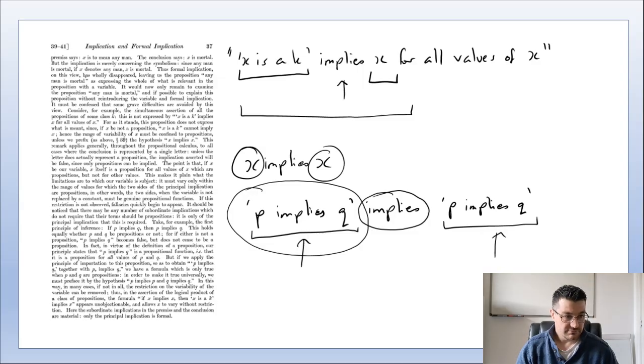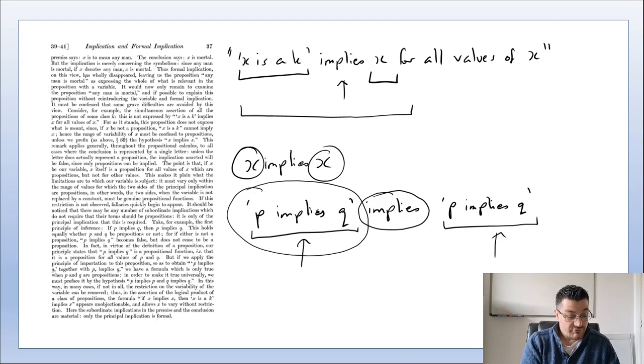So, okay, just the variable x is not a propositional function, because the values of x may or may not be propositions. P implies Q is a genuine propositional function. Irrespective of what the values of P and Q are, we always end up with a proposition. It might not be a true proposition, a true implication, but it's still a proposition. So P implies Q, if we look at P and Q as variables, is a genuine propositional function.